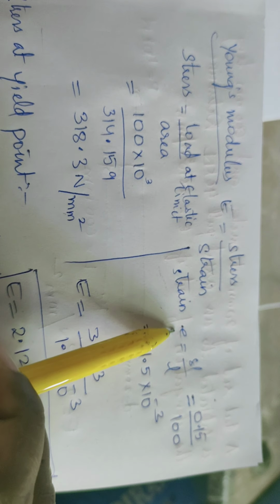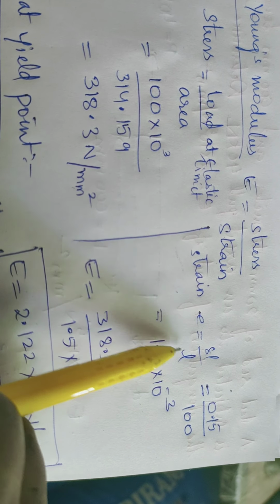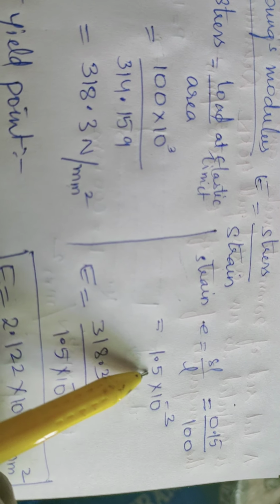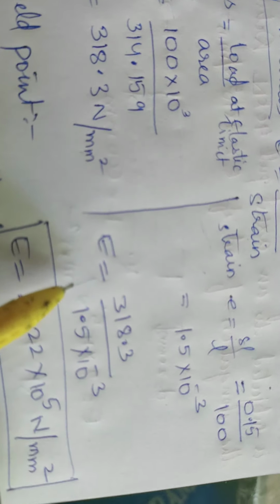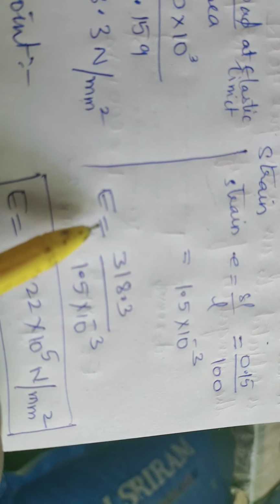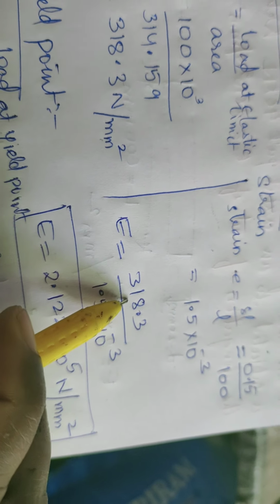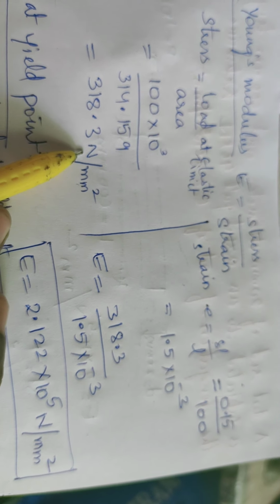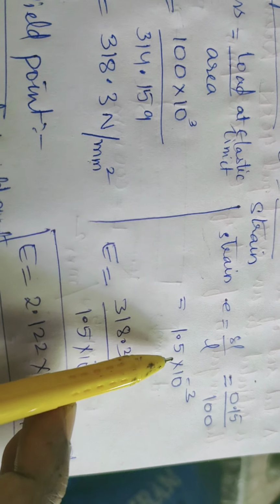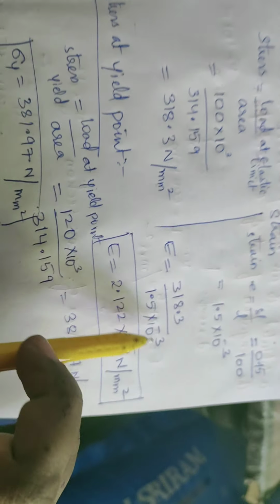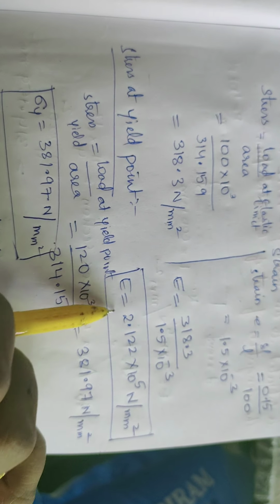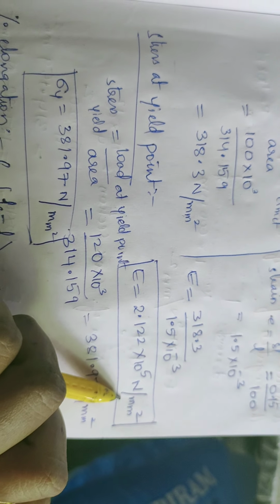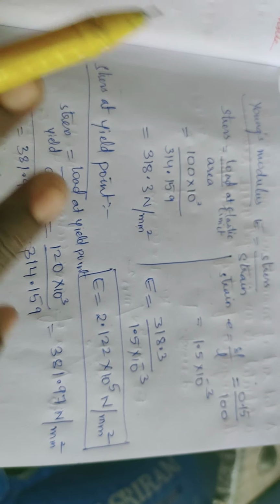Next, strain e is equal to change in length by original length, that is equal to 0.15 by 100. It is equal to 1.5 into 10 to the power of minus 3. Next we got E value, so stress by strain. It is 318.3 by strain value 1.5 into 10 to the power of minus 3. So that is equal to 2.122 into 10 to the power of 5 Newton per mm square. Next, so first we have found.